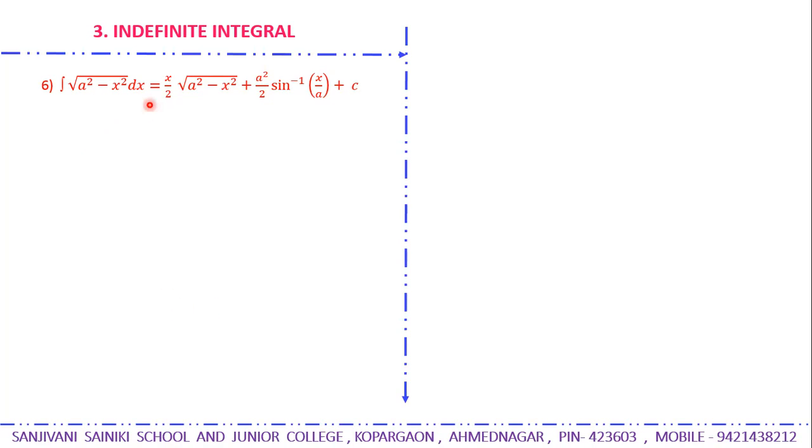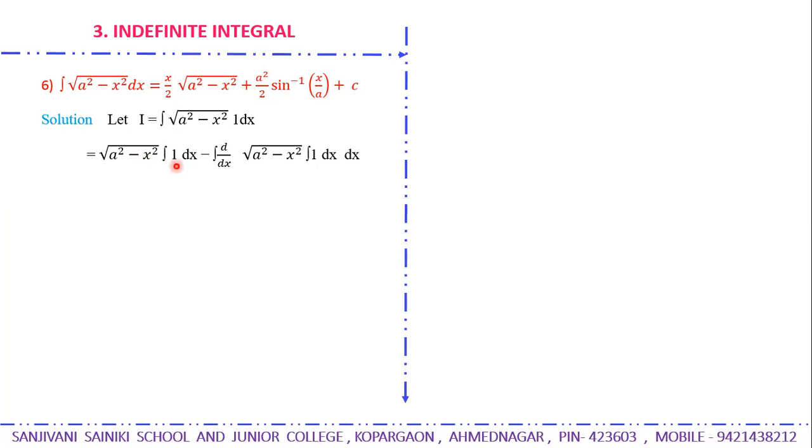Integration of root a square minus x square dx is x by 2 root a square minus x square plus a square by 2 sine inverse of x by a plus c. Let I be equal to integration of root a square minus x square into 1 dx. To apply by parts, we must have two functions. So this is the first function and the second function is 1. So use by parts: first function as it is, integration of the second function, minus integration of the bracket derivative of the first function into integration of the second function.